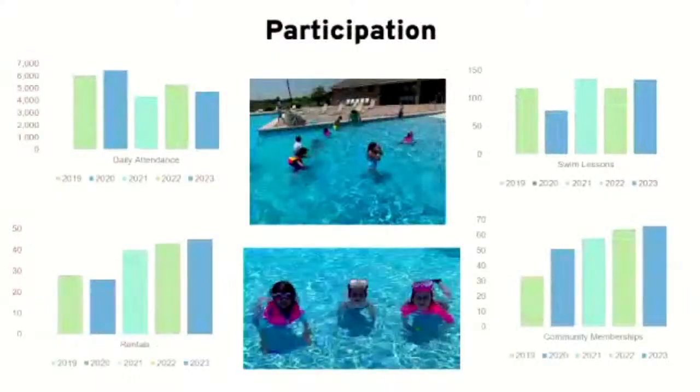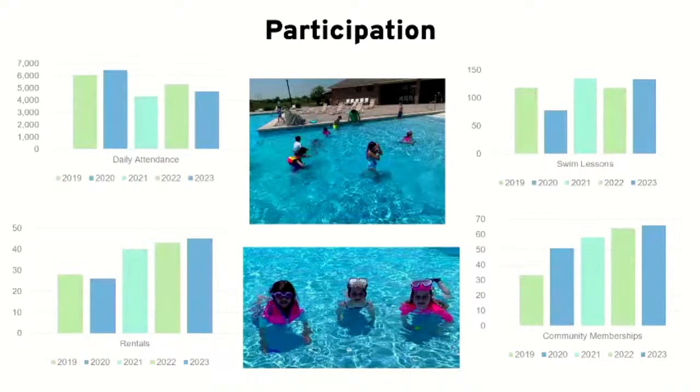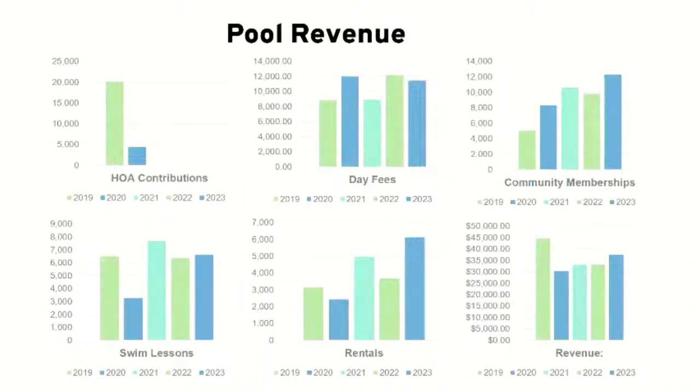So, all right, the Central Park swimming pool. Here we go again, guys. We had a great summer. The pool was well used, although it was cool and rainy in June and July. Our daily attendance was down a little bit over previous years, but everything else was up. So we had a really good, above average year this past summer. The revenue was up quite a bit, thanks to the governing body authorizing increased fees. Our day fees were down, but everything else was up.